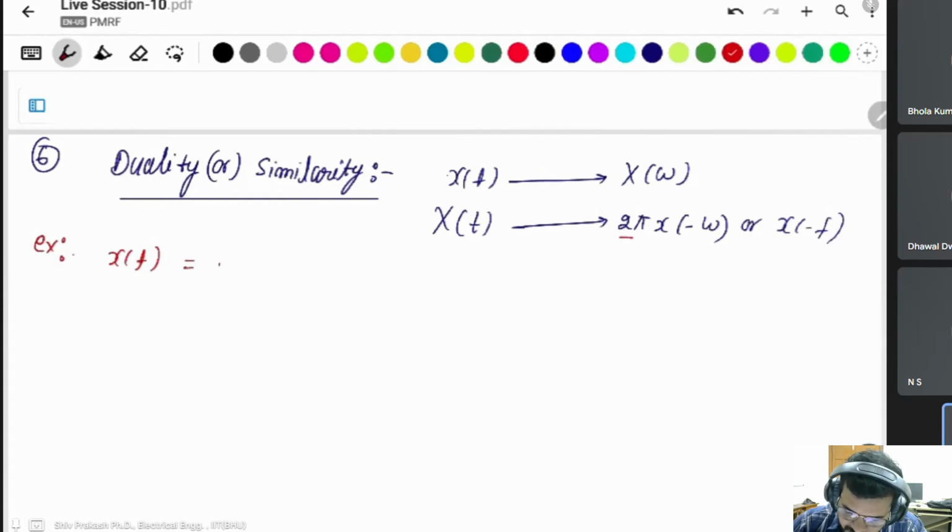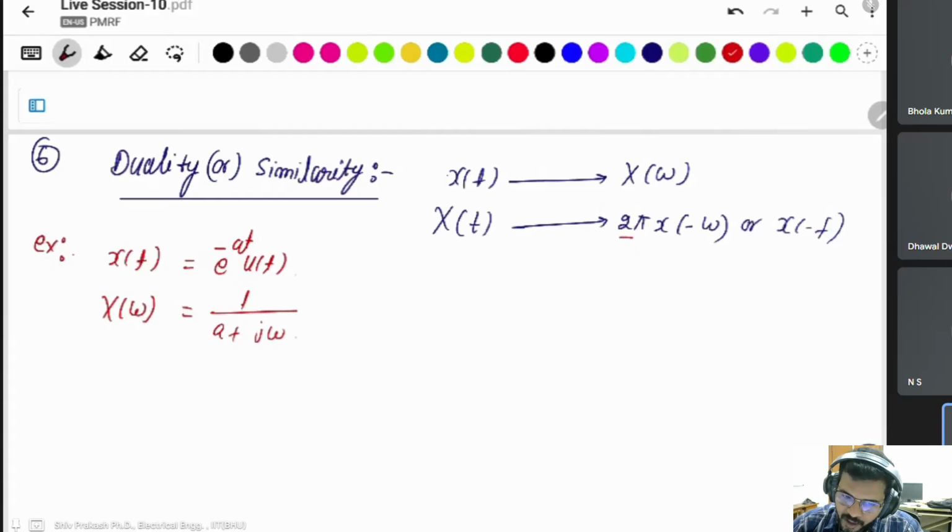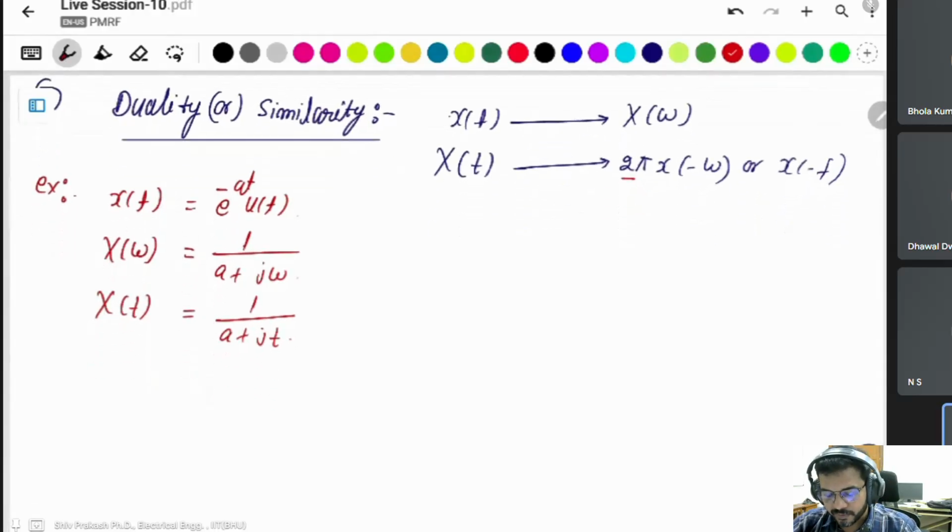Suppose x(t) = e^(-at) u(t). You know the Fourier transform of this signal will be 1/(a + jω). But in place of ω I want to put t, so this will be 1/(a + jt). Then if asked for the Fourier transform of this one, what is the Fourier transform of this function? 1 divided by (a + jt).